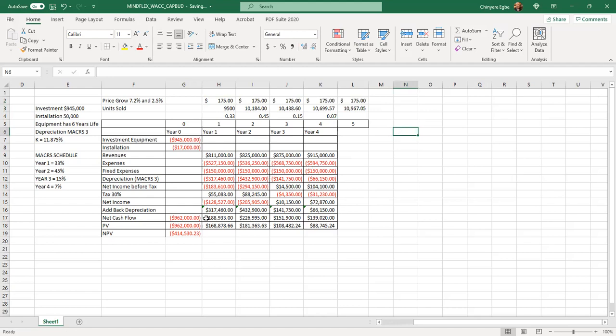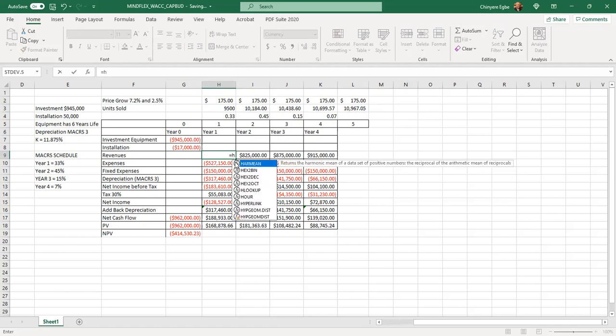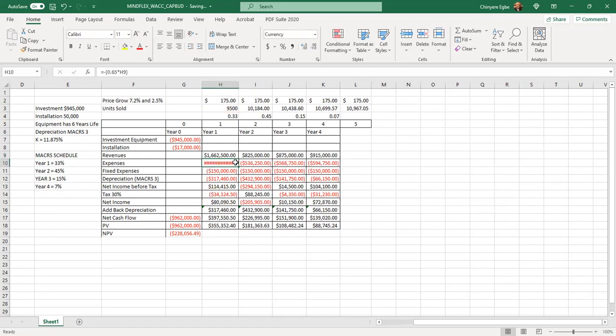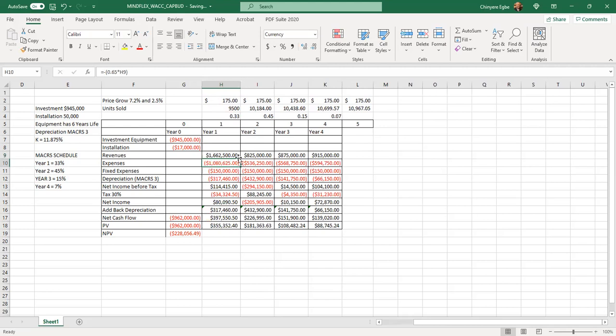And so our revenues will be the sales price times the number of units, which will be equal to H2 star times units sold, H3. That will be our revenue.